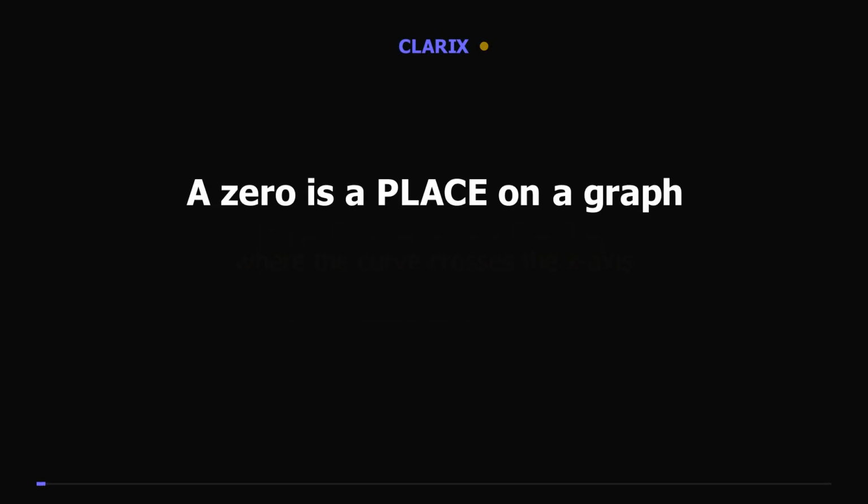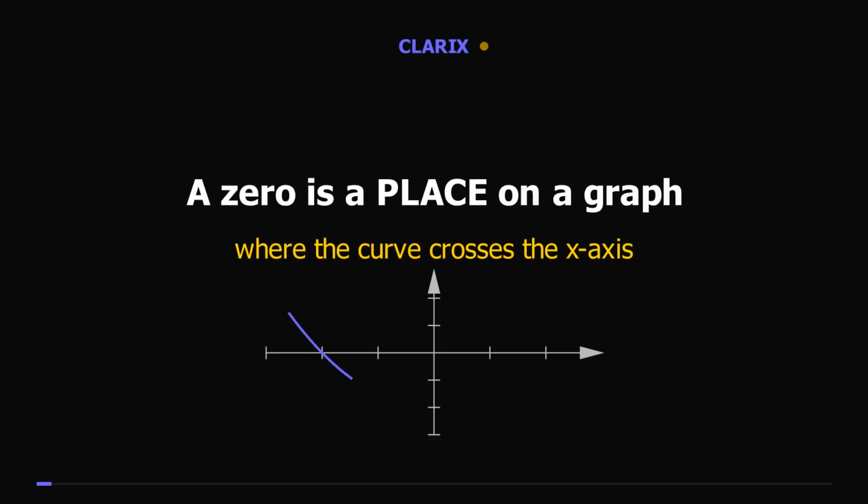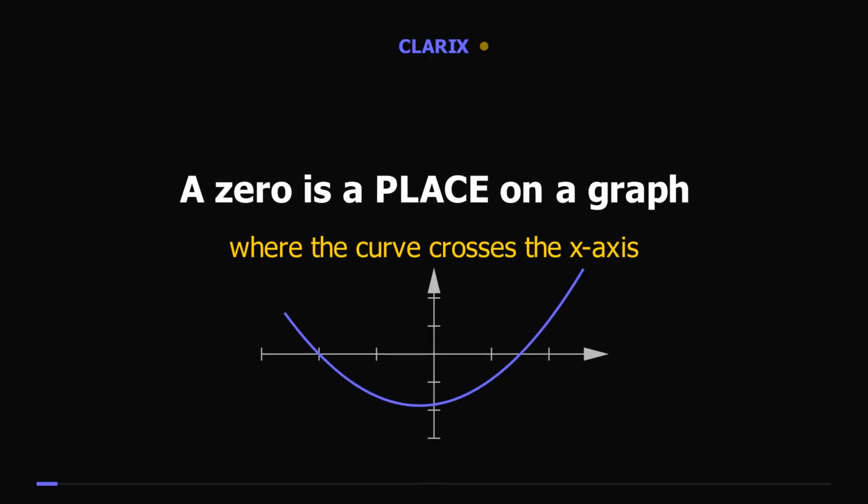Last video, a zero was just a number you plug in to get zero. True, but that hides something beautiful. Every zero is actually a place on a graph, the exact spot where the curve crosses the x-axis. Once you can see that, you'll understand at a glance why a parabola can have two zeros, one or none at all. Let's make zeros visible.